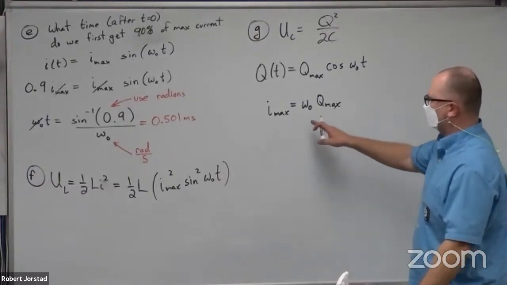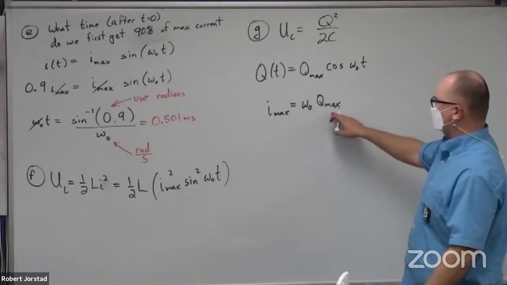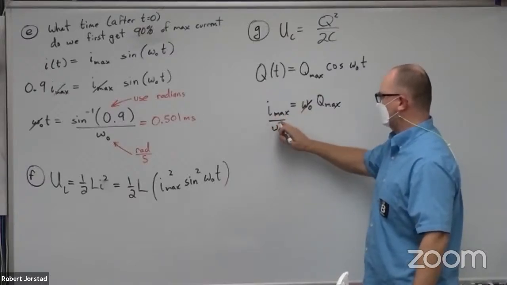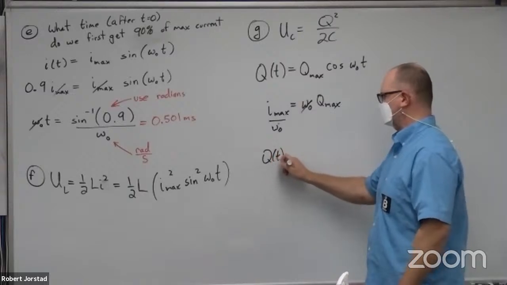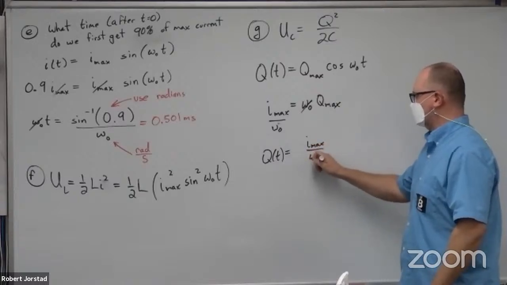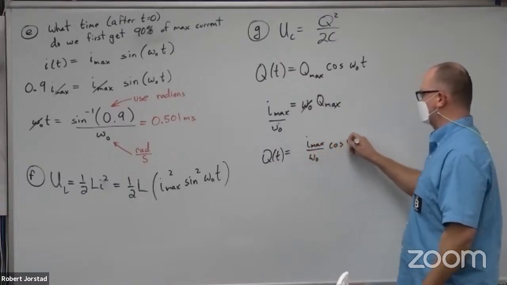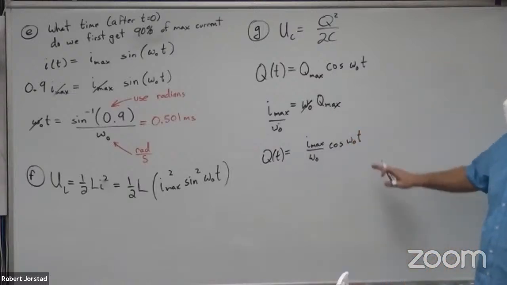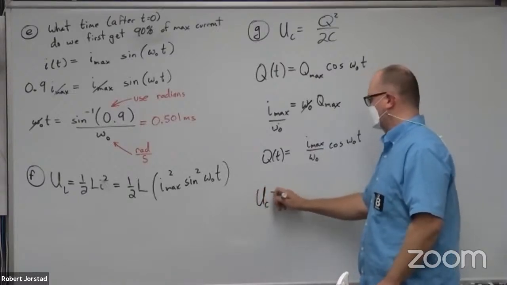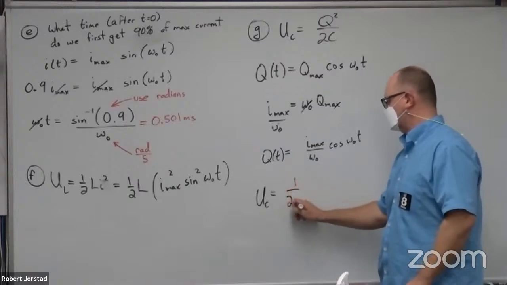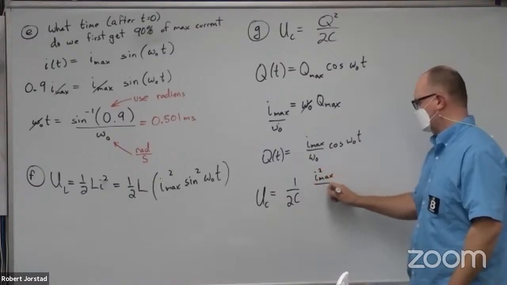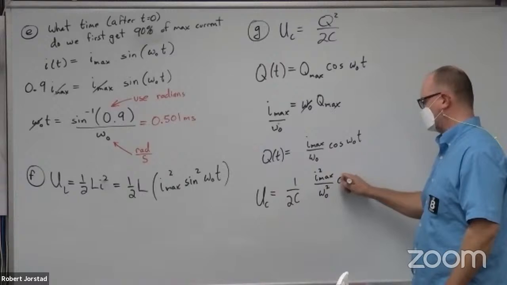I'm going to spend a little bit of time on this one. Wait a minute. It's almost like I could divide here like that. Do you agree Q of T should equal I max over omega naught cosine omega T? Right? And then I could square this and put it in there. Let's do that. I know this may seem a little bit silly. Wait. I'm going to get a 1 over 2C. I'm going to get an I max squared over omega naught squared cosine squared.